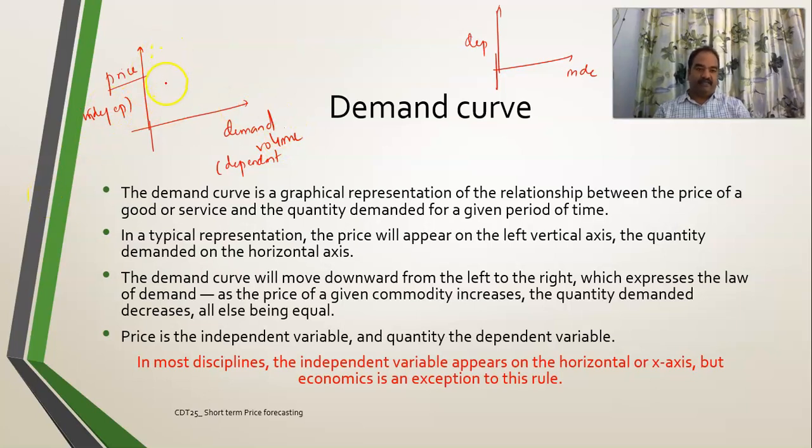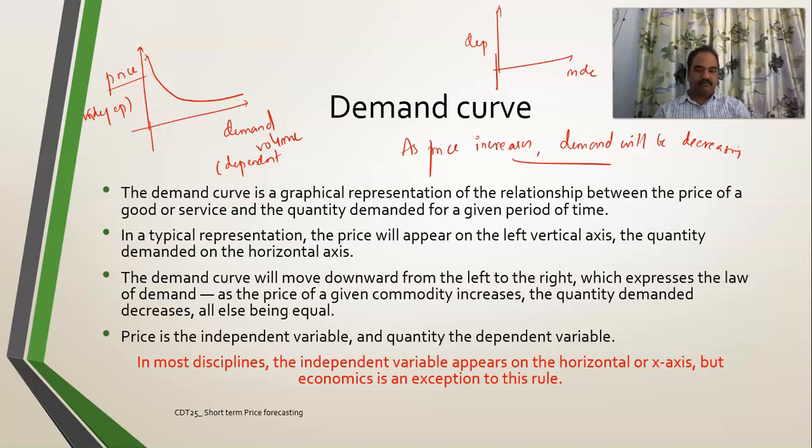Now, as the price increases, demand will be decreasing. This is a universal law. You take any commodity, the price goes on increasing, the demand will be decreasing. Nobody wants to buy any commodity at a very high price. So at lower prices, the demand will be very high, whereas if the price is very high, then the demand will be very low. If the price goes on decreasing, then automatically the demand will be increasing. This is your demand curve.